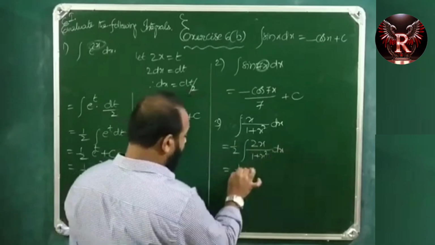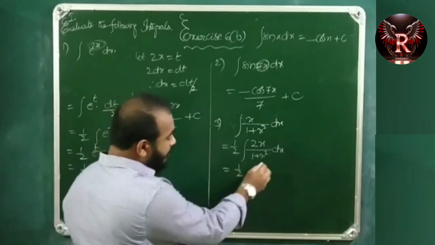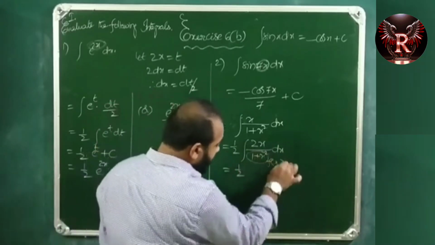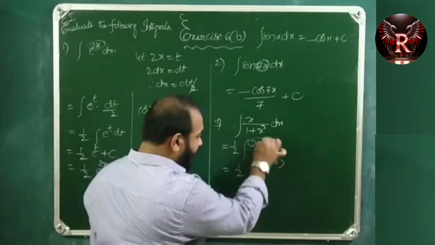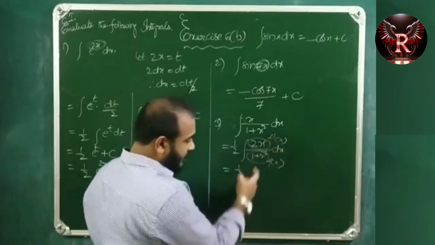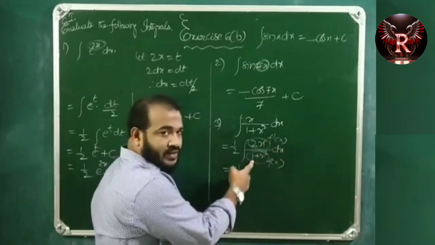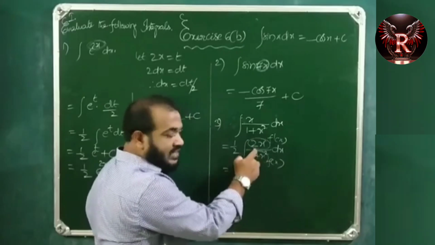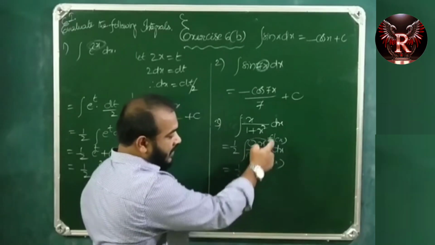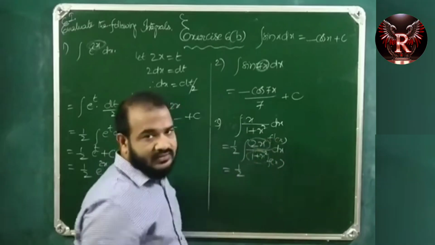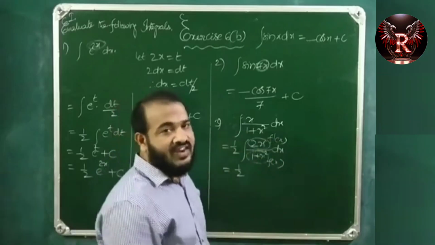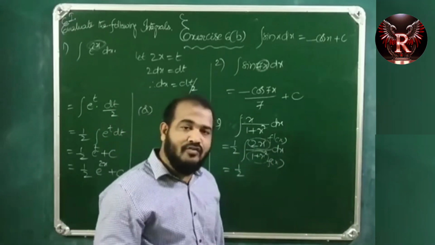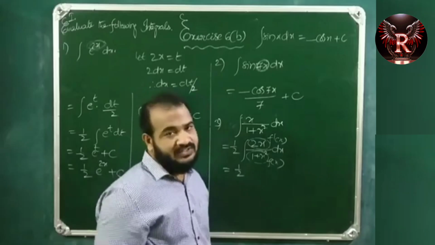Now 1 by 2 into 1 plus x square is f of x. Its derivative is f dash x. F of x is 1 plus x square. What is f dash x? Its derivative, 1 derivative is 0, x square derivative is 2x. So 0 plus 2x is 2x. It is simply f dash x by f of x. We have already seen the results. Integral f dash x by f of x dx is log mod f of x plus c.